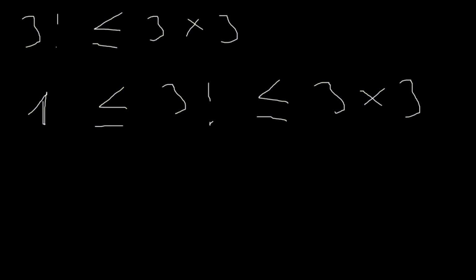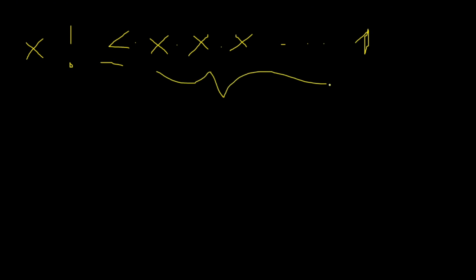Therefore, x factorial is less than or equal to x times x times x up to the point of the last term, that is 1. This can be further simplified using the exponential form to x to the power x minus 1. Do you believe in this? Just believe in that. Therefore, n factorial or x factorial has n minus 1 terms.